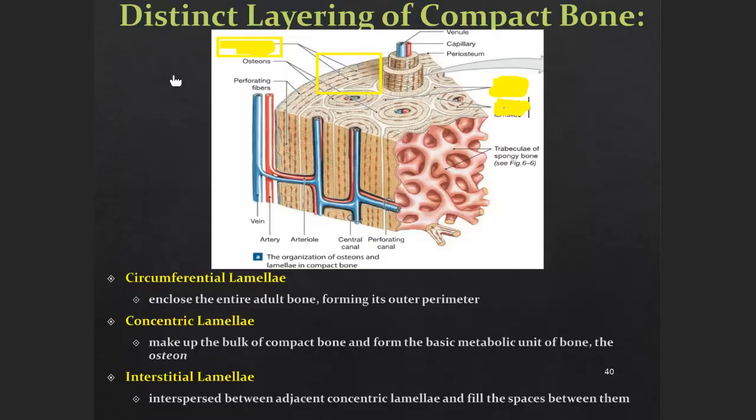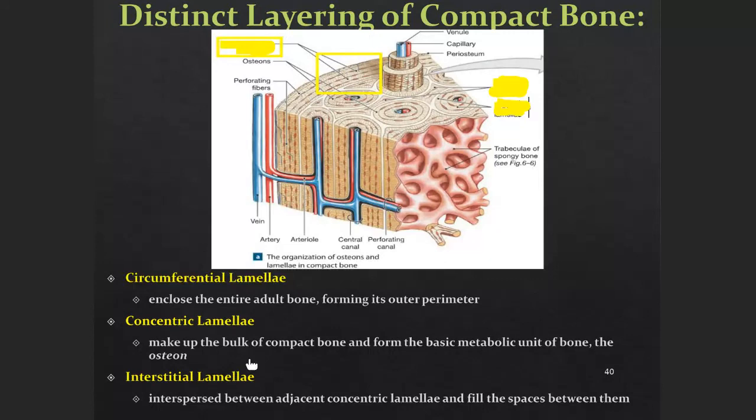So there are three layers. Basically circumferential, I don't know why it is looking like this here. When I give you the PPT, it will be highlighted. It is showing somewhat different in this. So basically there is circumferential lamellae. This is your circumferential lamellae. What does it do? It encloses the entire adult bone, forming its outer perimeter. That is why it is called outer circumferential lamellae.